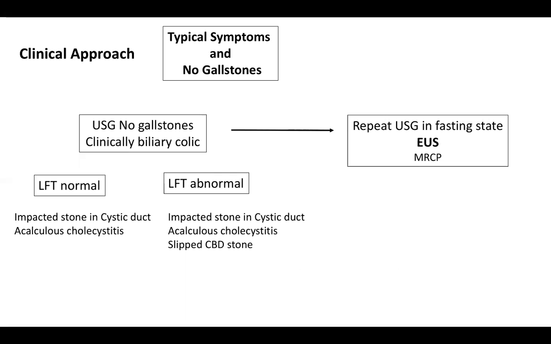Typical symptoms, but no gallstones. This is what Sir was referring to. If a patient has a normal LFT, consider an impacted stone in the cystic duct or acalculous cholecystitis. If the patient has abnormal LFT, consider the same two along with a solitary gallstone which has slipped into the CBD. Now, if the patient is stable, please do an ultrasound in a fasting state, or an endoscopic ultrasound, or an MRCP. So this is what I was saying, that if you have an undilated CBD, this is when an MRCP would really help.